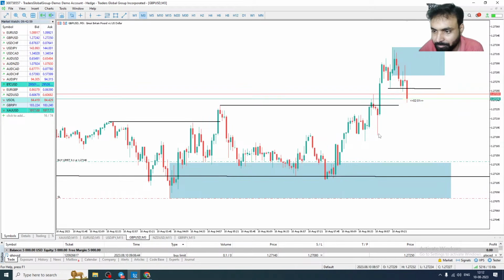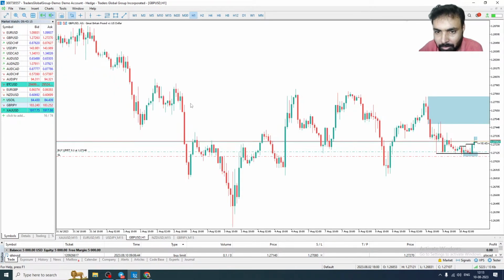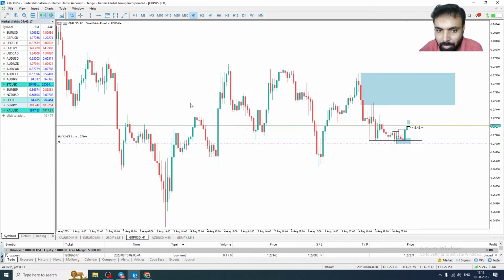Coming down here, risky trade. This is a risky trade, guys. Very risky buy entry. Stop loss is $6. That's okay. Why am I saying it's a risky trade? Because the market is still bearish. That's why.